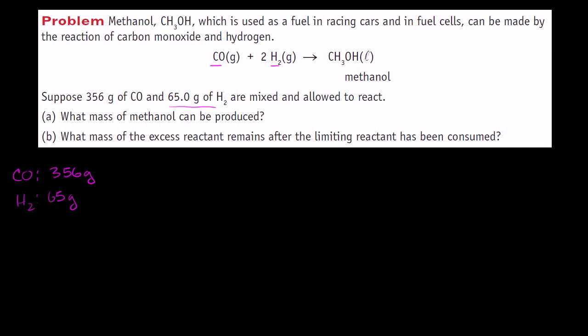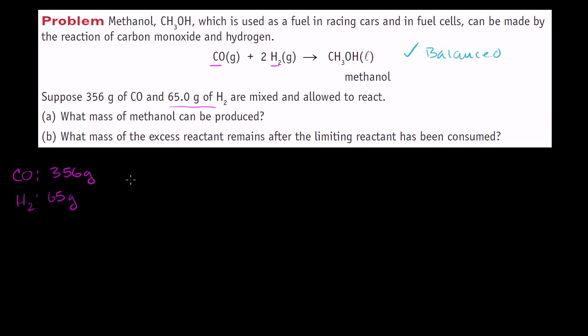And before we even do that, we should always check that our equation is actually balanced. So let's just check that. On the left-hand side of this equation, we have one carbon right there. On the right-hand side, we also have one carbon. So that looks good so far. On the left-hand side of the equation, we have one oxygen. And on the right-hand side, we have one oxygen. Looks good so far. Left-hand side, we have 4 hydrogens, 2 times 2. On the right-hand side, we have 4 hydrogens, 3 plus 1. So this is balanced, so we can proceed to try to figure out what the limiting reactant is.